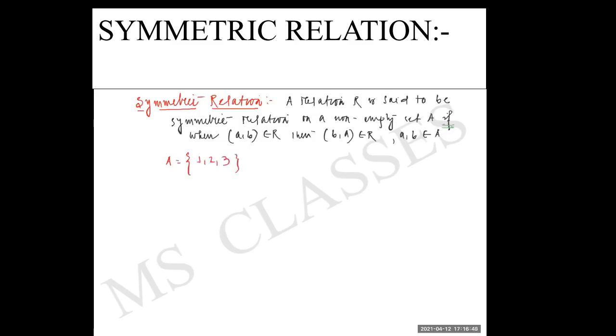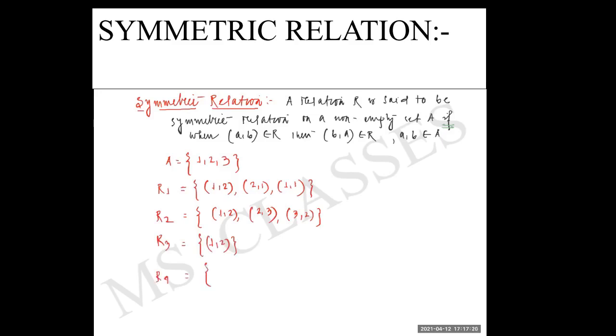Take the set {1, 2, 3}. Now you define a few relations. R1 is {(1, 2), (2, 1), (1, 1)}. Please write it down. R2 is {(1, 2), (2, 3), (3, 2)}. R3 is {(1, 2)}. R4 is {(1, 1)}. And the null relation. Okay, one by one we'll understand.